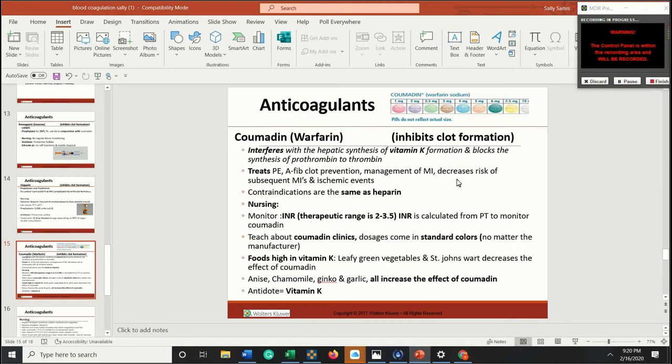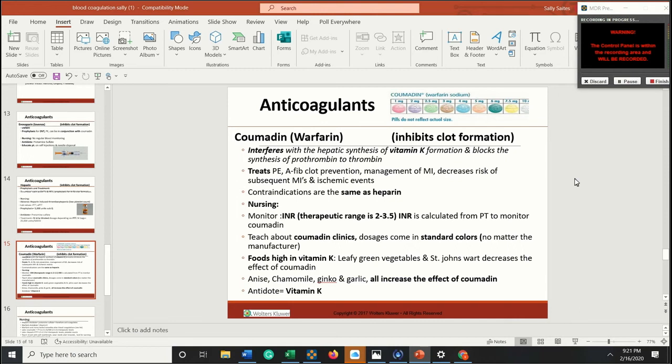they're taking. Now this works on inhibiting, blocks the prothrombin to the thrombin again, but it also interferes with the hepatic synthesis of vitamin K. So because it blocks vitamin K, the antidote for Coumadin is vitamin K. All right, this blocks vitamin K, so the antidote is vitamin K.